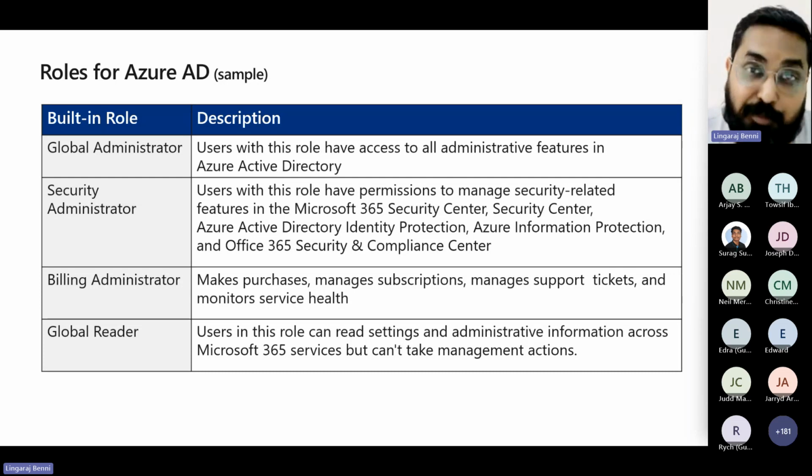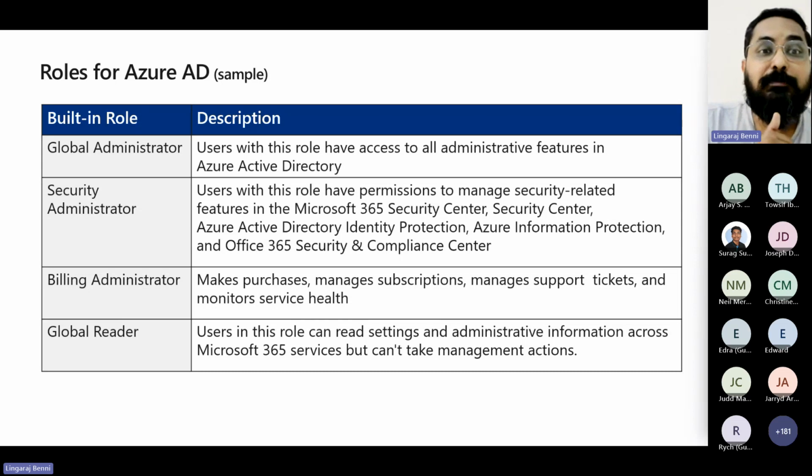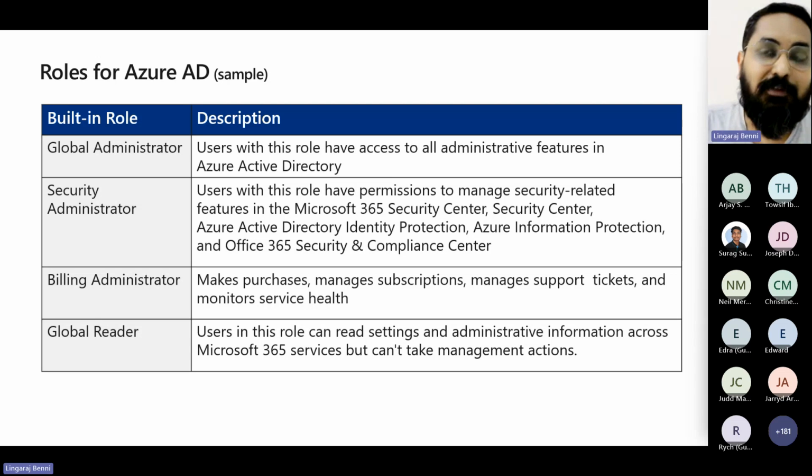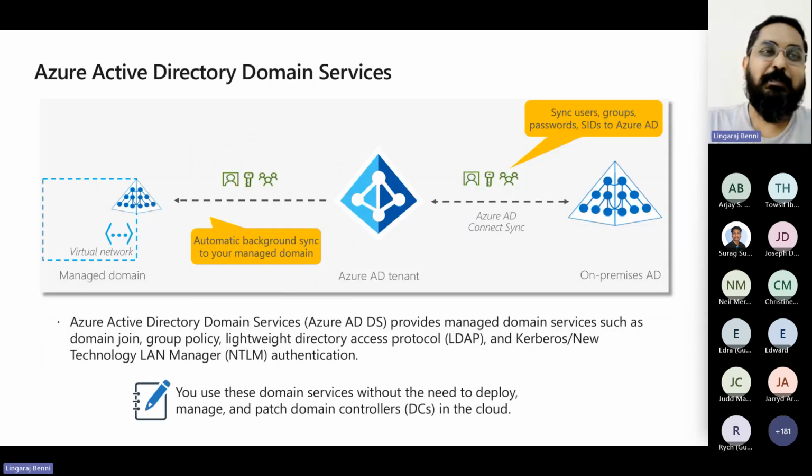IP is identity protection, which we will talk about right after this. And also you have information protection, that is AIP, and the Azure Security and Compliance Center. Boom. So many things to have for a security admin. That's the rule-based stuff, and what we had as Azure Active Directory.